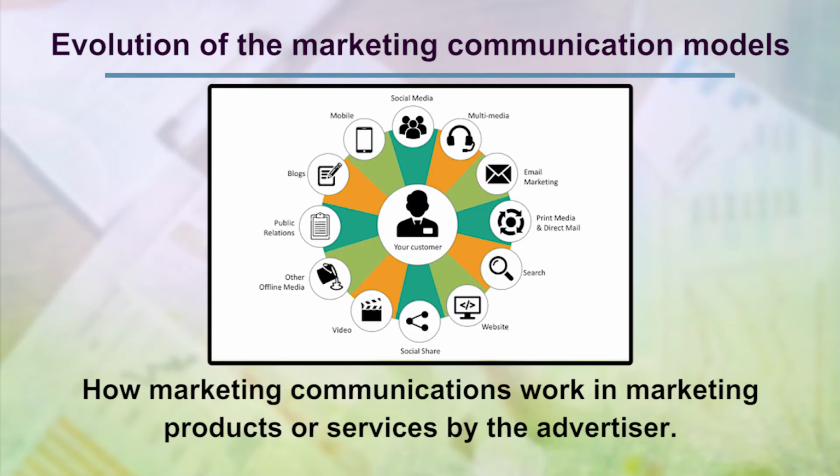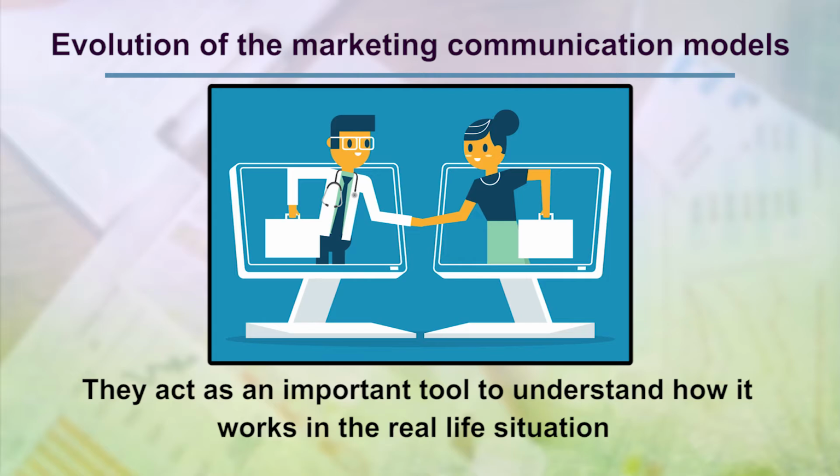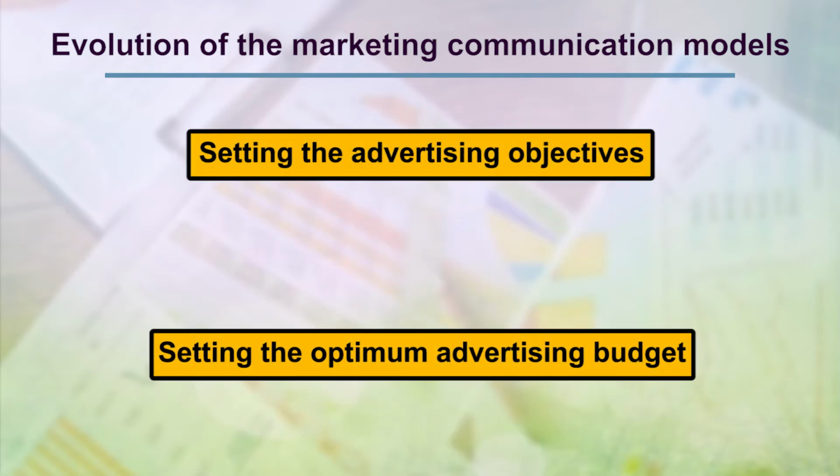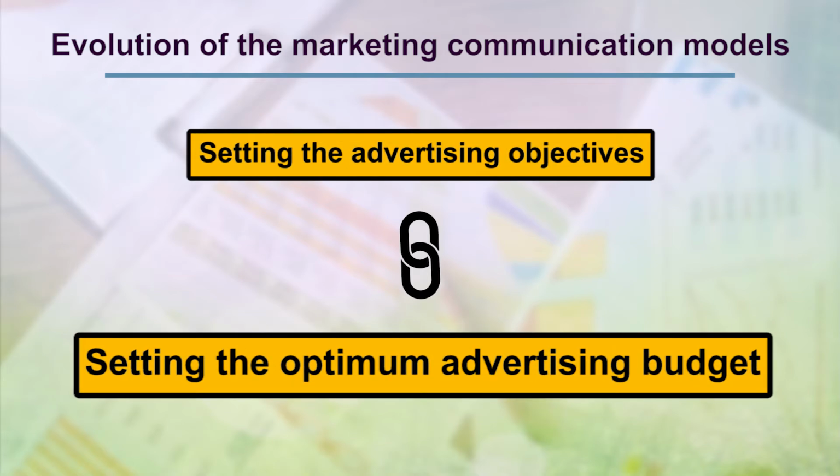Communication models are developed on the basis of studies to explain how marketing communication works in marketing a product or service by the advertiser. They act as an important tool to understand how it works in real-life situations and thus help organizations to develop an optimum marketing communication budget. This communication model is basically a link between setting the advertising objectives, which is very important in today's date, and setting the optimum advertising budget.